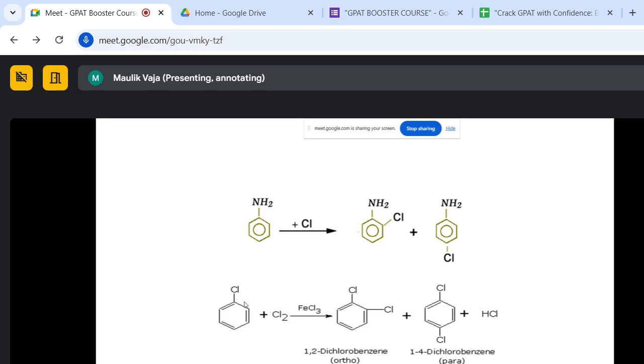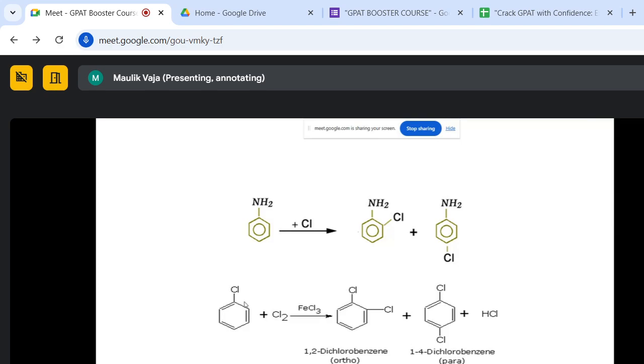So this question can be asked, and three times it has already been asked. Which question? Halogens are electron withdrawing groups, but still they are ortho para directing. What is the reason? They will give options.